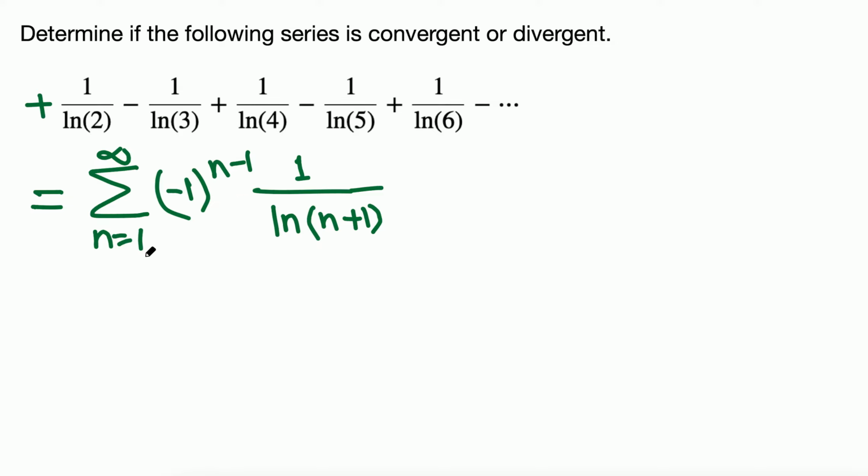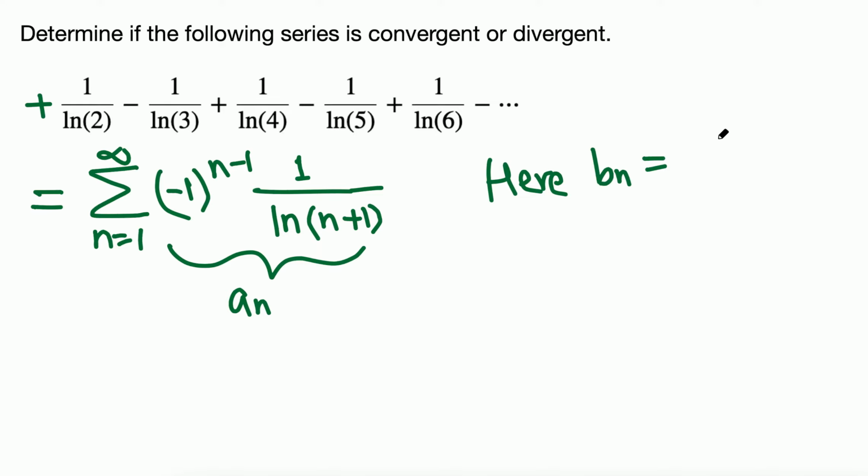And when n equals 2, that's the second term, negative 1 raised to 1. That's negative 1 over natural log of 2 plus 1, 3. So this is good. Now the whole thing is an, and without this positive, negative, this is bn. Okay, the bn for the alternating series is 1 over ln of n plus 1.